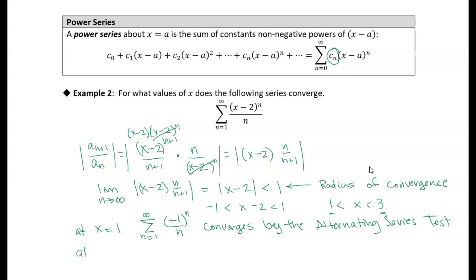So let's look at the other endpoint, which is when x is equal to 3. So if we plug that into our series, n equals 1 to infinity, we get 3 minus 2, which is 1. 1 to the n is just 1, so we just get 1 over n. And that's our harmonic series, which we know diverges.